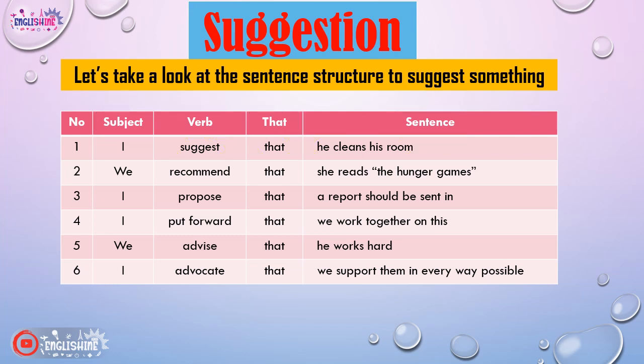So the second example, we recommend that she read The Hunger Games. Third, I propose that a report should be sent in. Fourth, I put forward that we work together on this. Fifth, we advise that he work hard. And sixth, I advocate that we support them in every way possible.